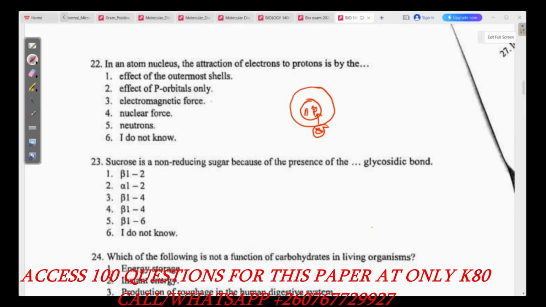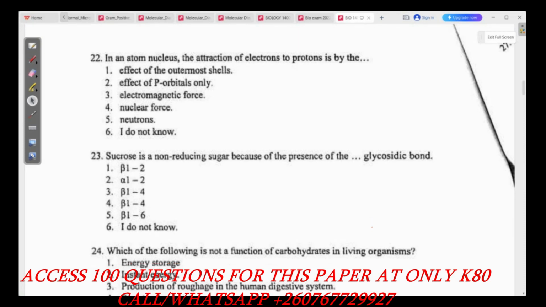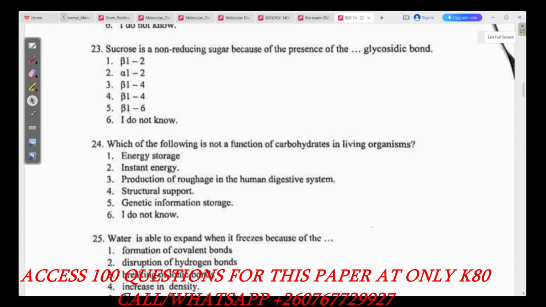So that force of attraction is what is known as electromagnetic force. So this is the force that makes these electrons to be attracted to the protons which are in the nucleus of an atom. Okay, nuclear force, this is just the force within the nucleus. So you have got neutrons and protons. So the force that protons possesses, that is the nuclear force.